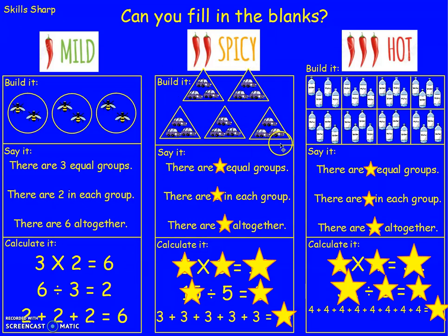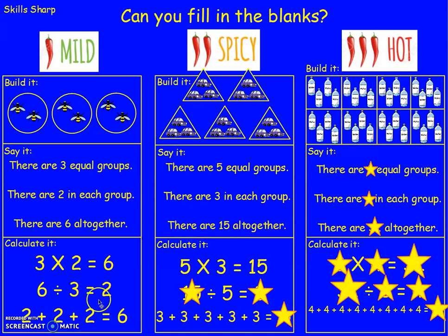Let's move on to spicy then. How many equal groups have we got? 1, 2, 3, 4, 5. Got 5 equal groups. How many are in each group? 1, 2, 3. There are 3 cars in each group. How many cars all together? 1, 2, 3, 4, 5, 6, 7, 8, 9, 10, 11, 12, 13, 14, 15. What multiplication sum could we do to show that? Well done. 5 times 3. We have 5 groups of 3 cars, so we have 15 altogether.